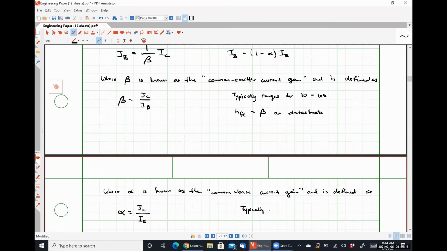Alpha typically ranges from 0.9 to 0.999. So it's always going to be some number less than 1. And the better the BJT operates, the closer and closer it is to 1. We can also express alpha in terms of beta. So alpha is simply beta over beta plus 1. And conversely, beta is simply alpha over 1 minus alpha. So if we know one, we know the other. That's why you don't typically see alpha on the data sheets. It's always beta or HFE.